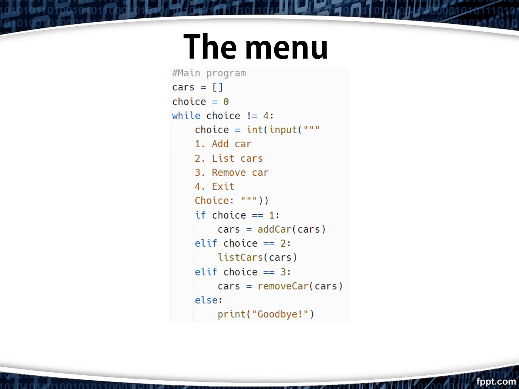The important thing to note is that both add car and remove car are functions, meaning they return a value. So we have to say the cars array is equal to add car cars, and the cars array is equal to remove car cars, so that we can have the values passed back when we've either added a new car object or removed one of our car objects. List cars, on the other hand, is a procedure, so it only needs to be called with the name list cars and pass the cars array.